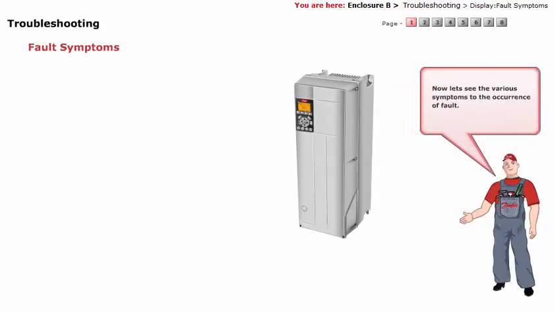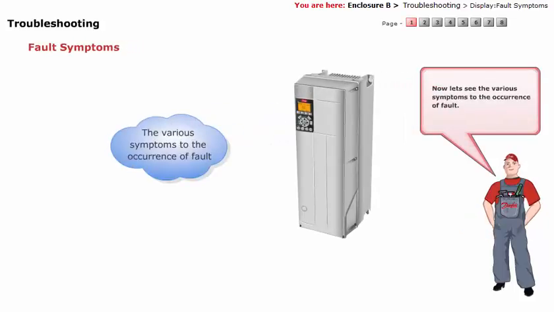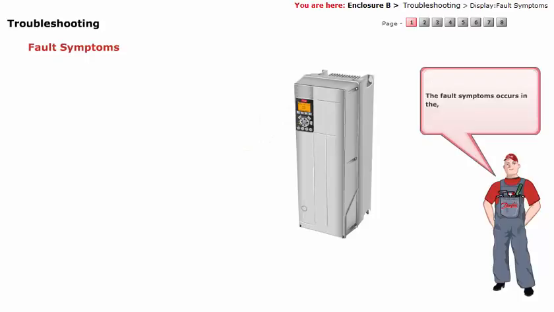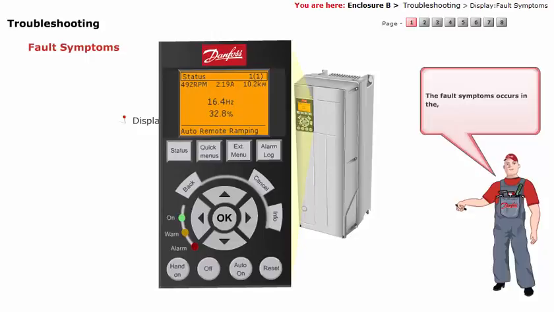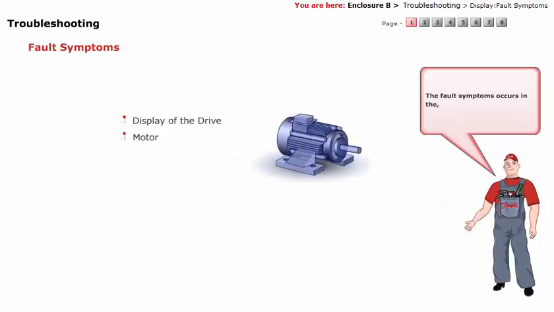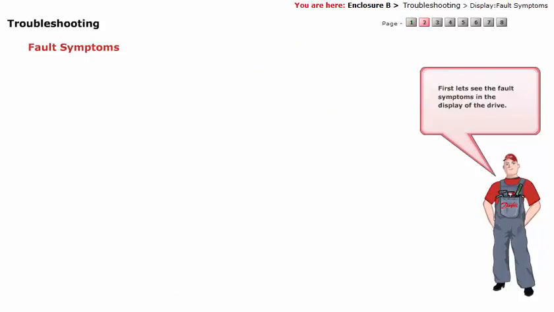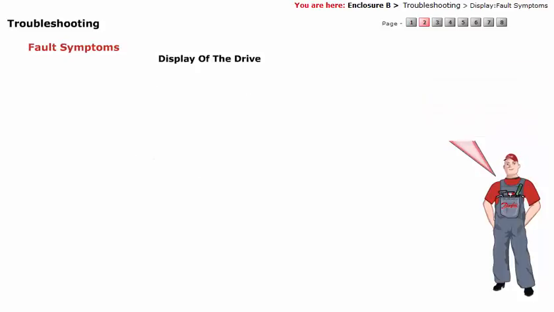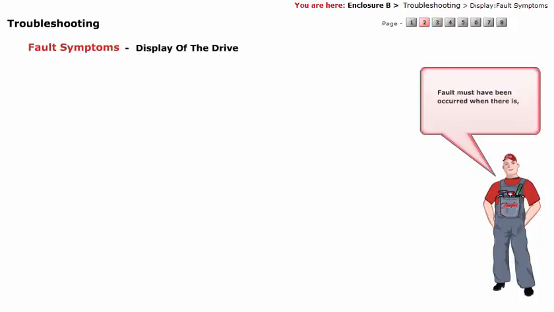Now, let's see the various symptoms to the occurrence of fault. The fault symptoms occur in the display of the drive and the motor. First, let's see the fault symptoms in the display of the drive. A fault must have occurred when there is no display in the LCP.